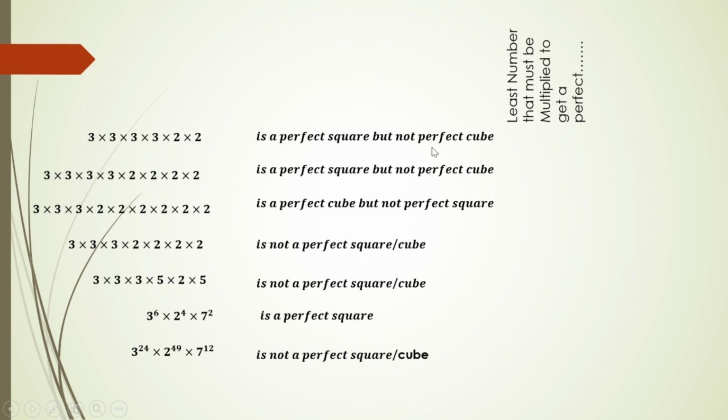So to get a perfect cube, what do we need? By which least number should we multiply it? At least what should be there? This is what I mean by least. At least what should be there to make it a perfect cube? So the answer is we need 2 more 3's and 1 more 2.